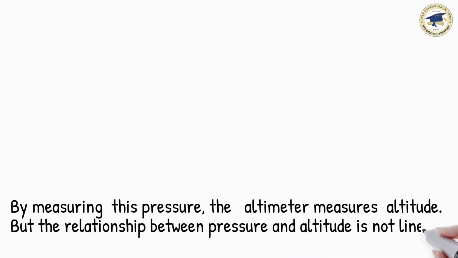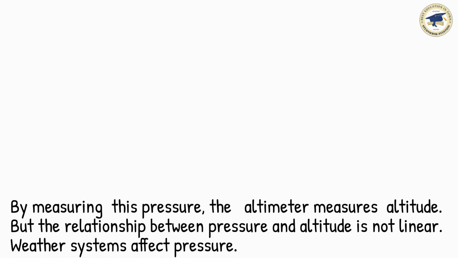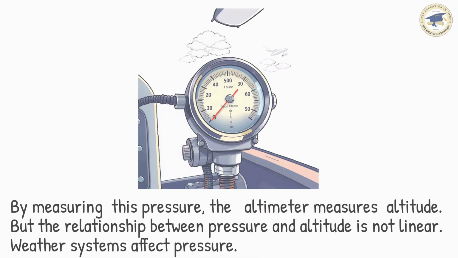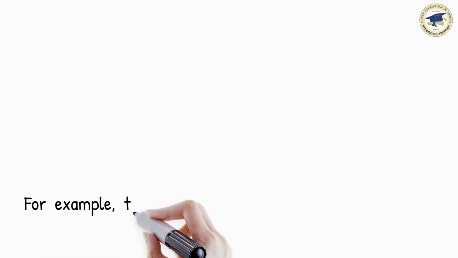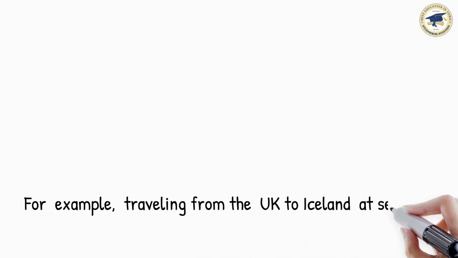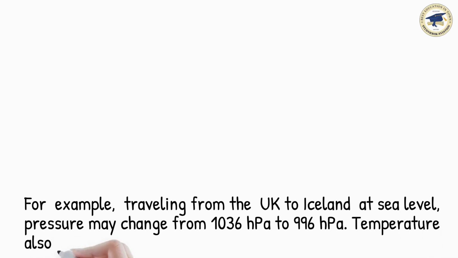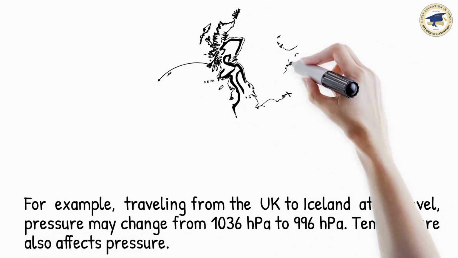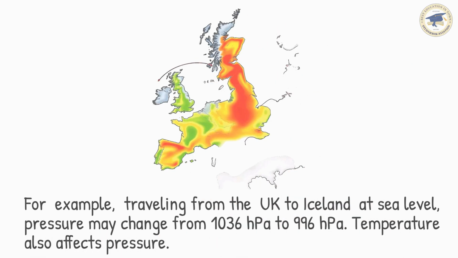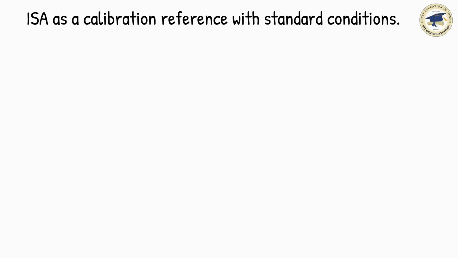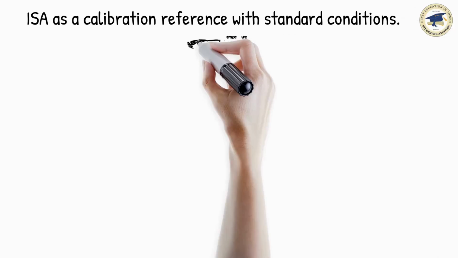But the relationship between pressure and altitude is not linear. Weather systems affect pressure. For example, traveling from the UK to Iceland at sea level, pressure may change from 1036 pascals to 996 pascals. Temperature also affects pressure. These variations complicate calibration, so the International Standard Atmosphere, or ISA, is used as a reference.